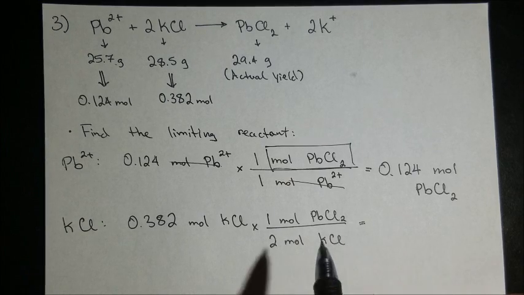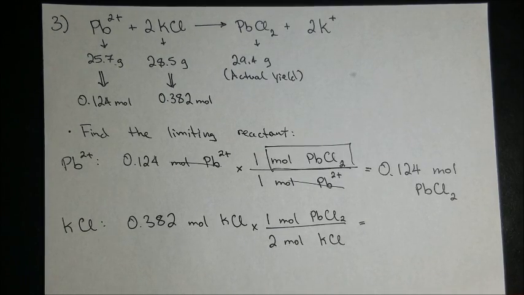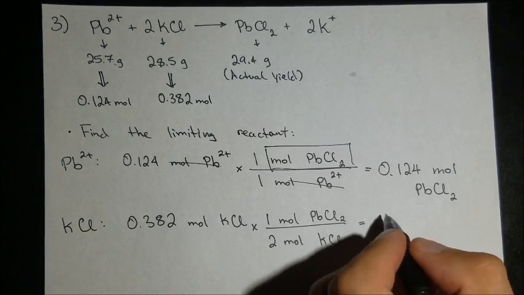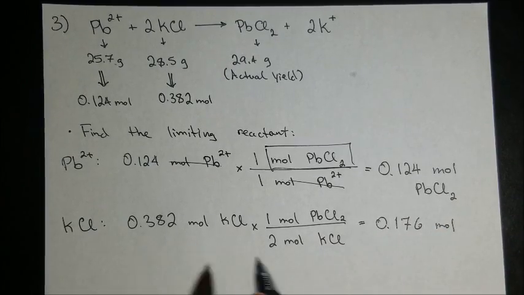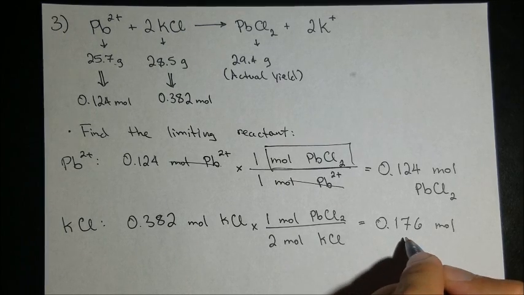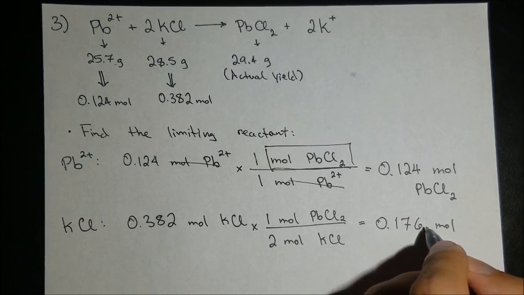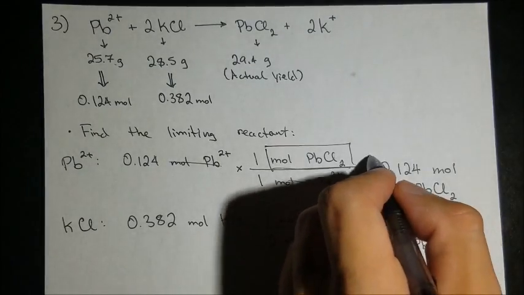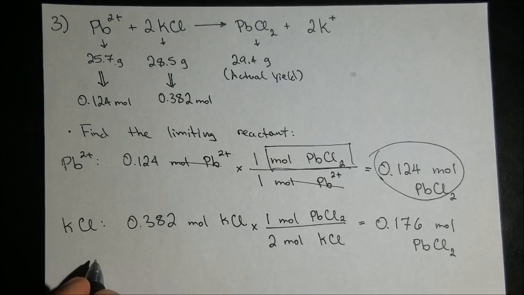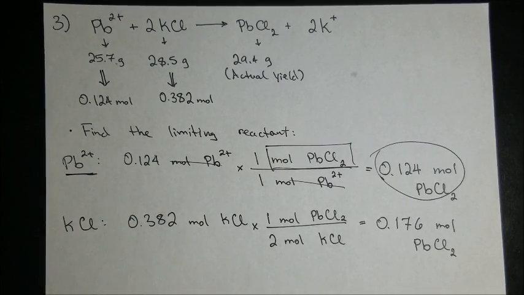So I'm going to make half as many moles of lead 2 chloride, right? And unfortunately, this is not exactly the mental math I can do, but I did it ahead of time, so there's nothing to worry about. So with 0.382 moles of potassium chloride, I'm going to produce 0.176 moles of lead 2 chloride. Okay, I'll leave the question up to you. Which one of these is the limiting reactant? Well, that's going to be this one here. It's the lead. The lead is our limiting reactant.